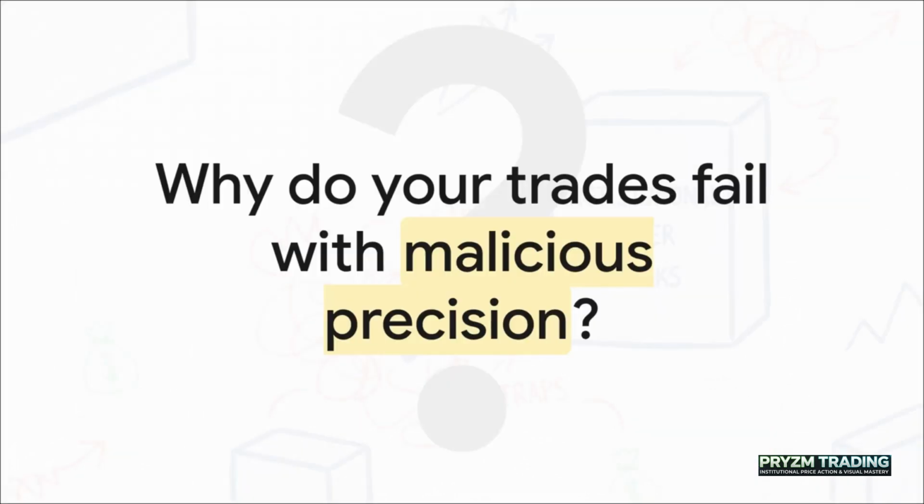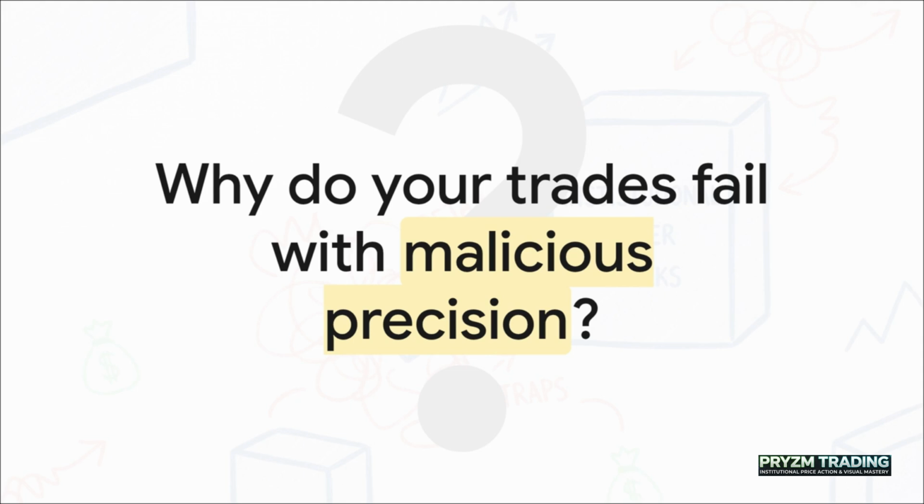Well, the source material we're diving into today addresses this exact incredibly painful experience. So why do your perfectly planned trades seem to fail with such malicious precision? You know the drill. You place your stop loss exactly where every textbook and popular tutorial tells you to, tucked right below the obvious swing low. And what happens? The price wicks down, it hunts your stop loss, triggers it, and then instantly skyrockets in the exact direction you predicted in the first place.